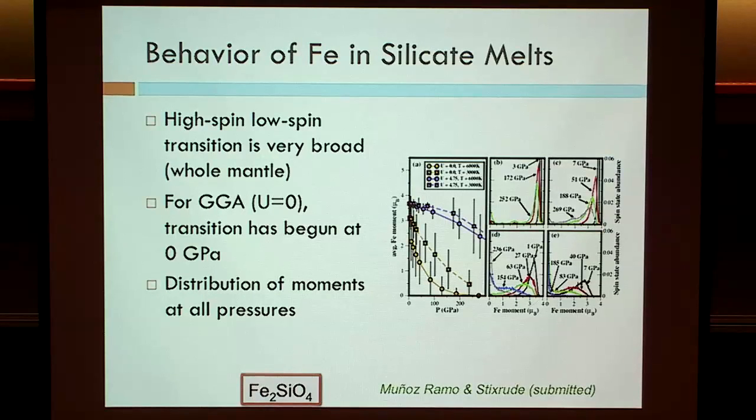This is what it looks like in melts. This is a fayalite composition melt, and this is the local magnetic moment on average on the iron atoms in this melt, and it decreases with compression. We're going up to almost 300 GPa here, and this is our best estimate, our best guess, and it's decreasing very, very slowly. So the high-spin, low-spin transition looks really different in silicate liquids as compared to crystals.